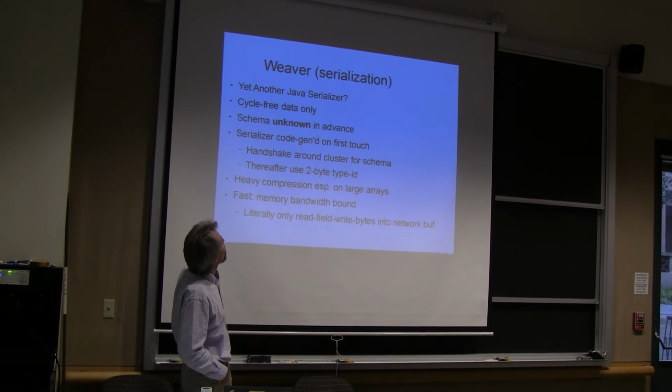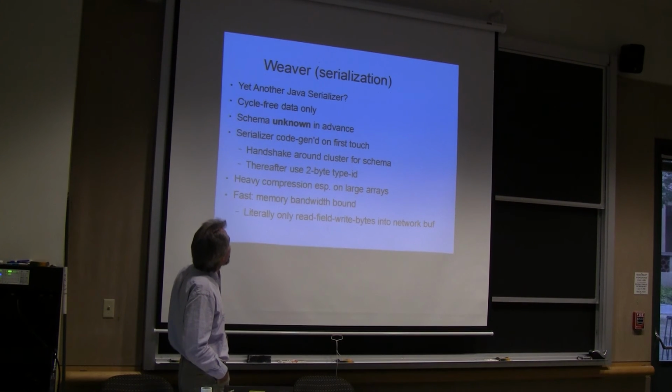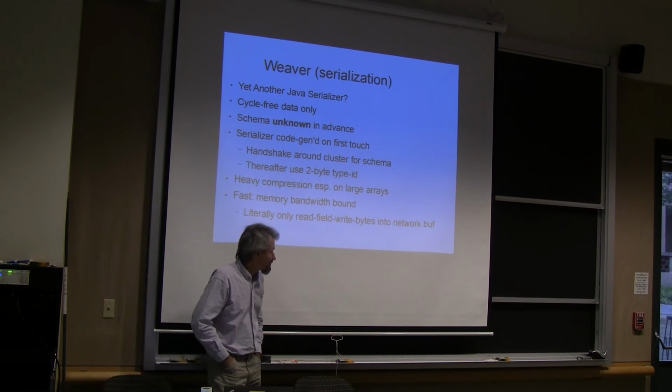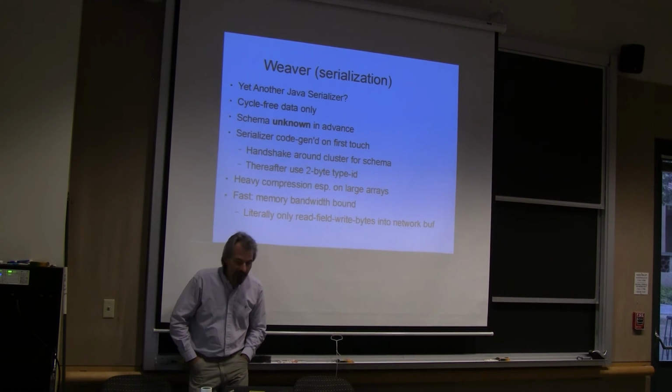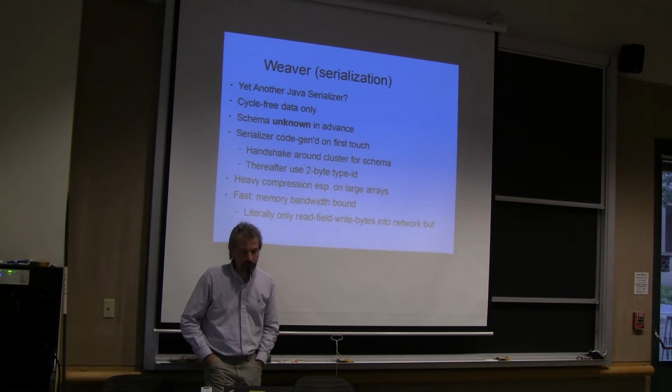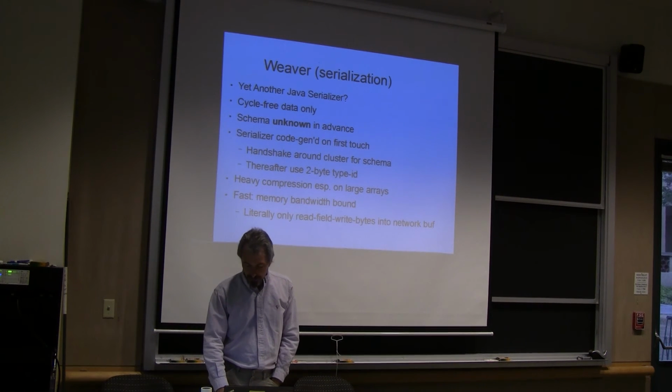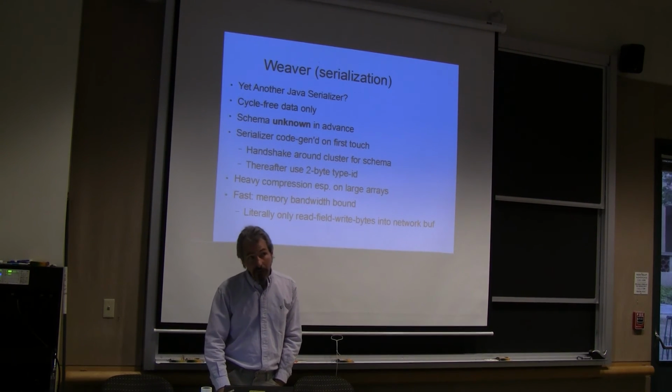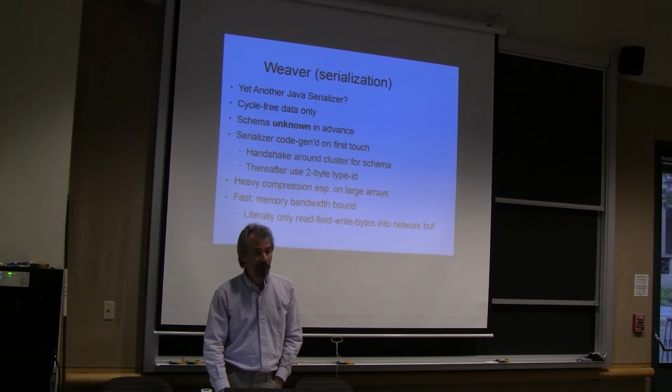The schema is unknown in advance, so I have to pass that around the first time somebody touches a new Java object. Then I do codegen on the fly, and a lot of compression, and the combination puts me at memory bandwidth speeds to read from a Java object and write into a network buffer, so I can overrun network buffers, and networks are fast these days. So it's a much faster serializer than anything out there by a fair amount, including Kryo and Protobuf and all those kinds of things.